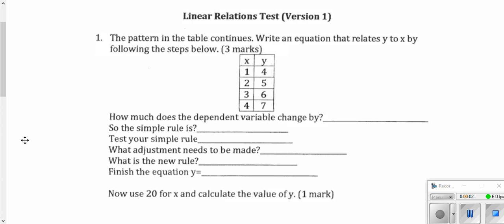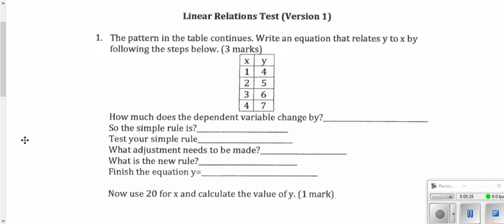Hey everybody, so this is the follow-up video to the online video we just did for the linear relations test. This is version 1. There's 2 versions. This version also has the test attached to the assignments tab. Version 2 is the one you'll ask for, and then I'll send it to you, and you'll write the test and send it back to me, okay?